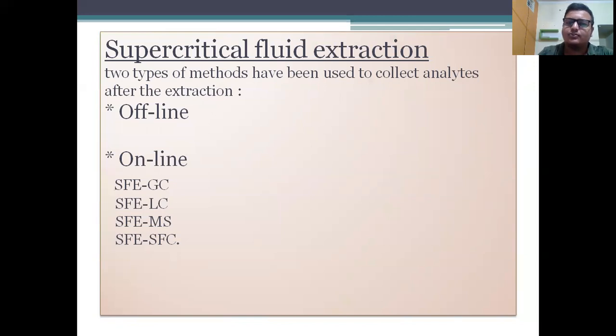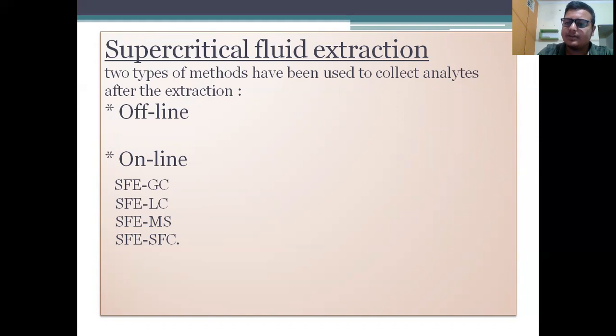So in supercritical fluid extraction, there are mainly two types of extraction. One is offline extraction and the other is online extraction. In supercritical fluid extraction, we just separate the various components present in the analytical sample, but we cannot identify the components present and we cannot quantify them.